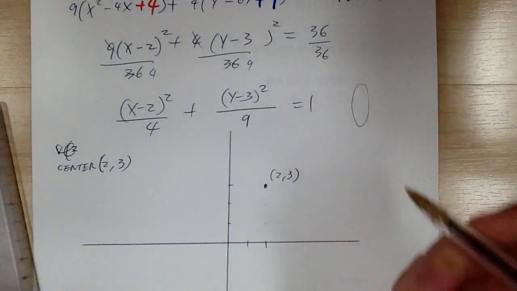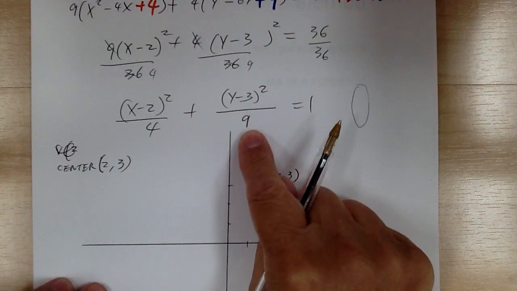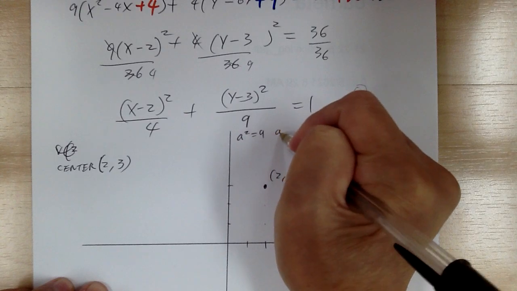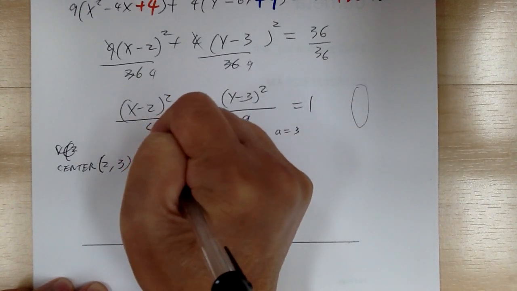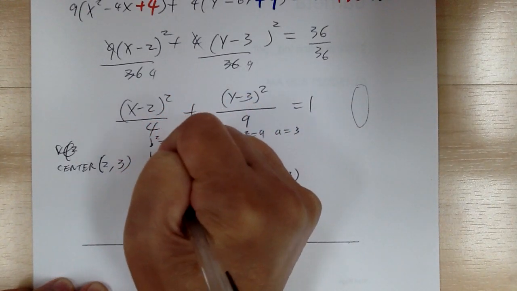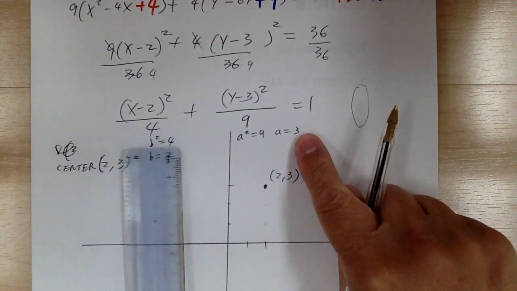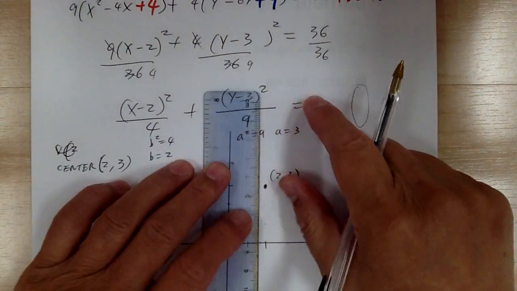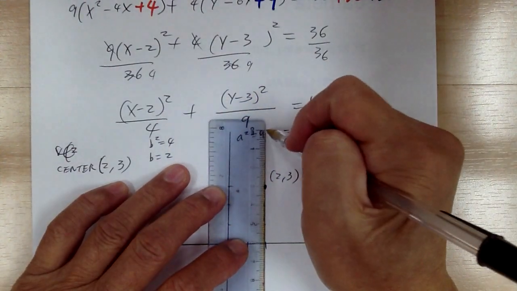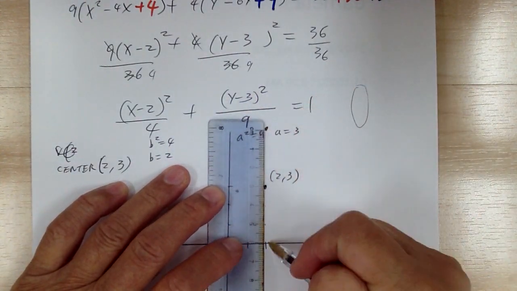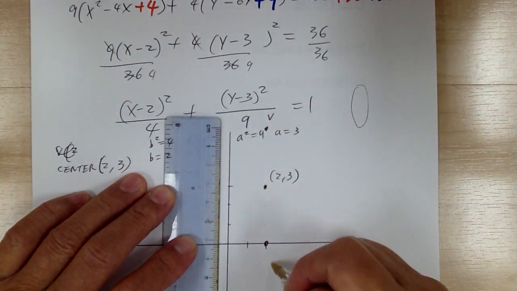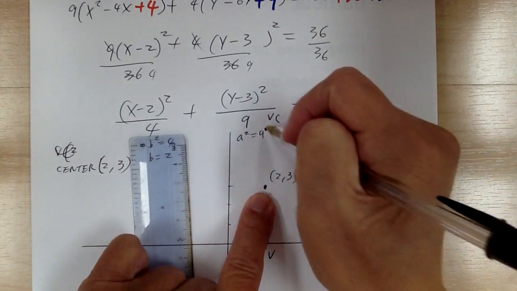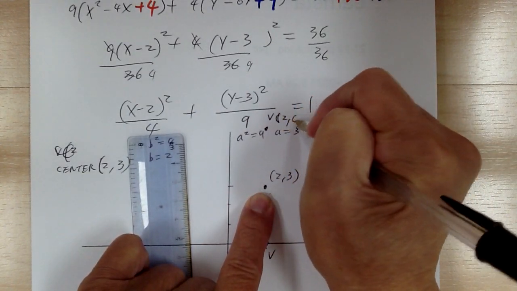That's your center. Then from here, again, the bigger number is your a square. So a square equal to 9, so a equal to 3. Over here, b square equal to 4, so b equal to 2. So what it tells you is that you have to go 3 in the y direction because this is under the y. Right over here you go down 3, and you go up 3. Since the center is already at 3, going up 3 would be 2, 6.